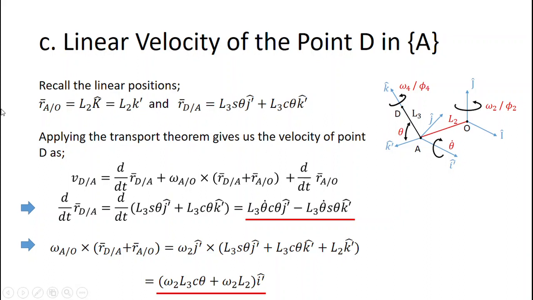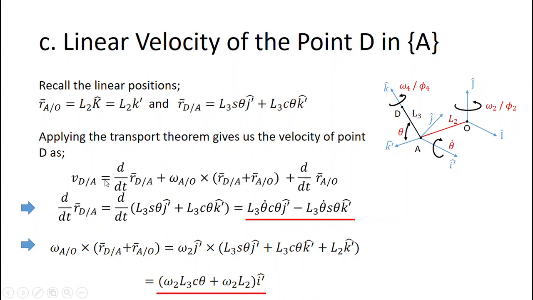Now, we can recall that the position of this point A in frame O is just L2 k prime, and the position of point D in A is just L3 sine of theta j prime plus L3 cosine of theta k prime. There should be a hat over the k prime in L2 k prime. Then we apply the transport theorem to take the derivative of this term. When we take the total position of D, we get two parts, which are OA and AD.